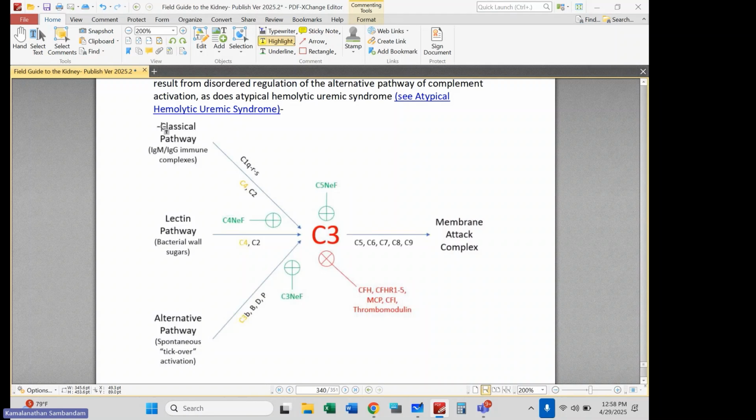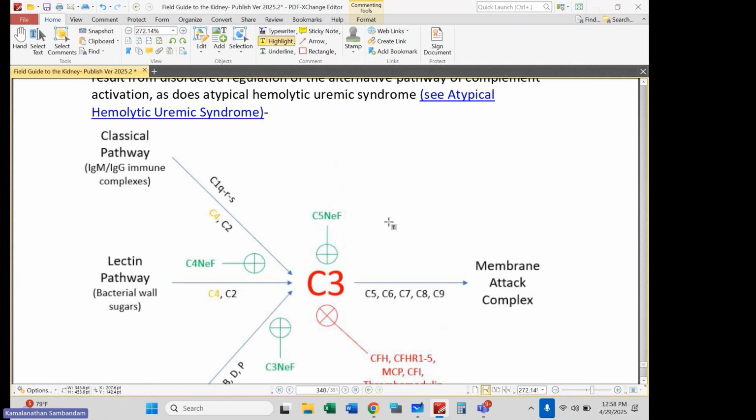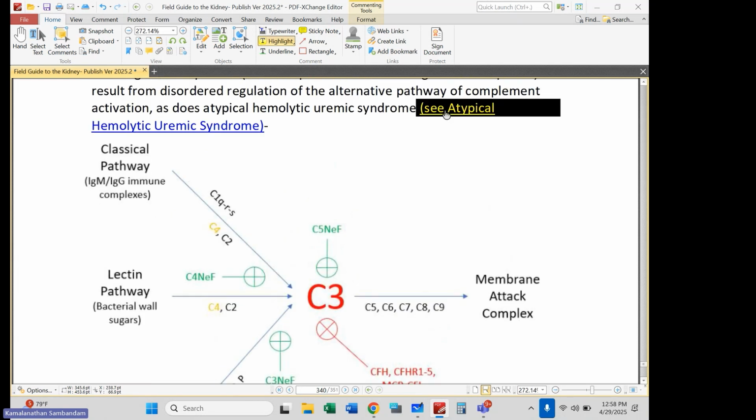complement activation. You can have mutations in various regulatory proteins, the most classic of which is complement factor H, that can cause atypical HUS or C3GN or dense deposit disease. And then there can be disorders in factor B, and multiple other components of the alternative pathway of complement regulation.